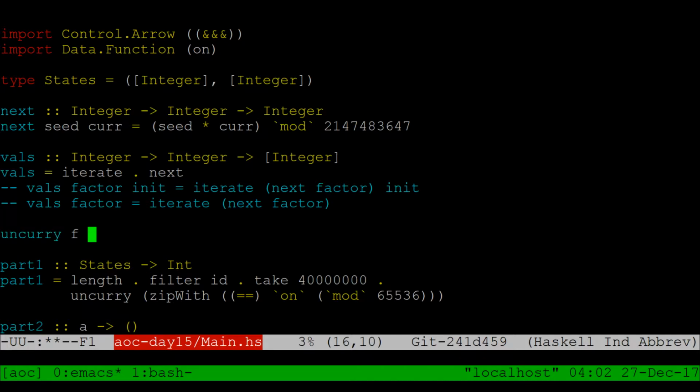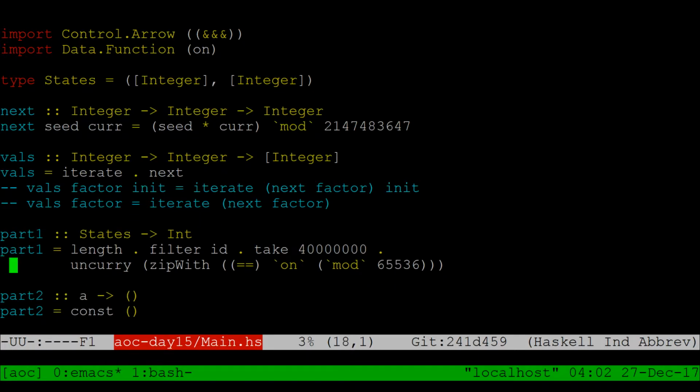Uncurry f (x, y) equals f x y. So all it does is it wraps a function up that would expect 2 arguments and makes it expect a tuple of 2 values instead. By saying, call uncurry with a function and a tuple, and I'll call that function with the 2 values in that tuple. Okay, so we're calling uncurry because states is a list of tuples. And we want to call this zipWith function with the 2 values in those tuples, not with the tuple itself. We basically zip together the list of states with this function by using uncurry on the way.